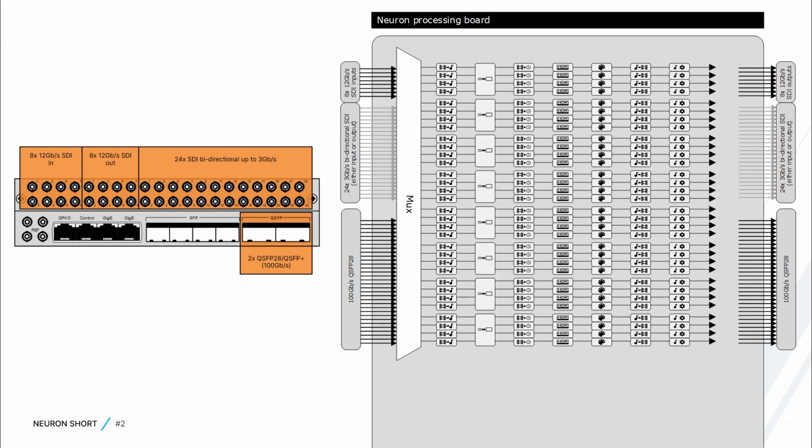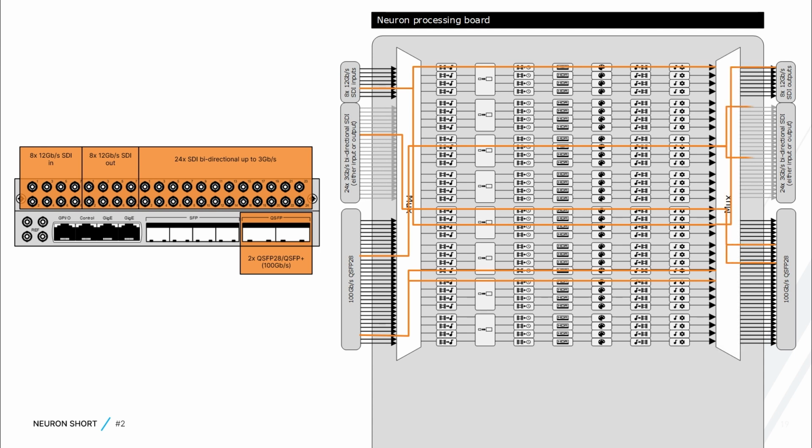Thanks to the big MUX in front of the processing paths, you can select any of the SDI or IP inputs to be the source of each individual processing path. This is a big advantage over some competitors, where the link between the inputs and the processing paths is hardwired. On top of that, thanks to the MUX behind the processing paths, you can freely assign each processed signal to any of the IP or SDI outputs. You can even assign one processed signal to multiple outputs.